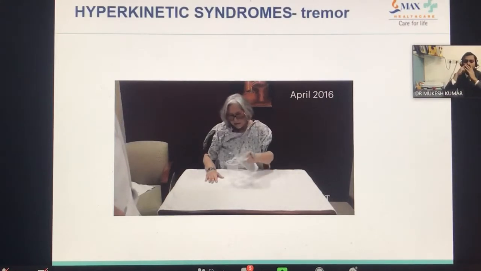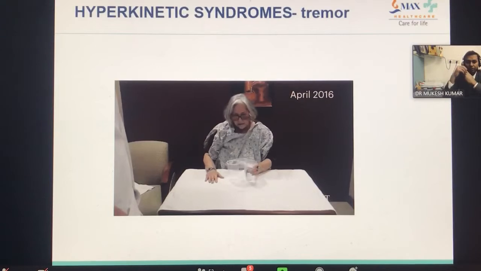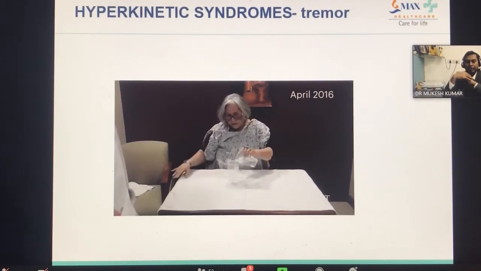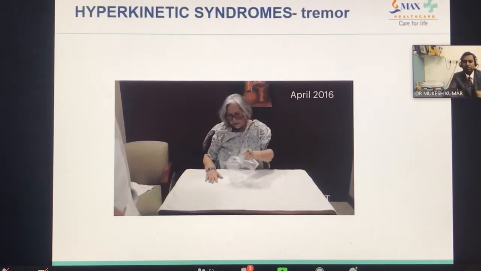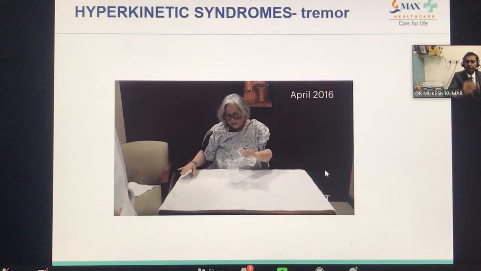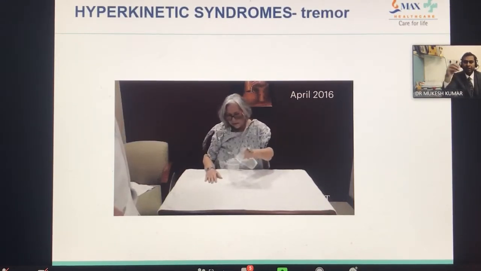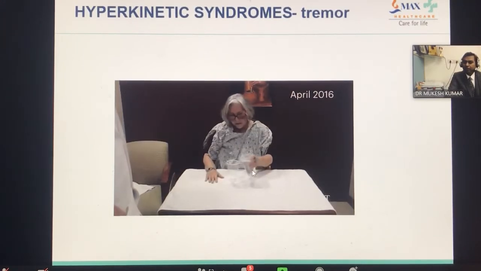Hyperkinetic movement disorders are of 7 types. The most important is tremor, then hemiballismus, akathisia, neuroleptic movements, and dyskinesia. So, tremor. Tremor is an isolated entity. It is a part of Parkinson as well as it may happen independently. As you see here, this is a type of action tremor.